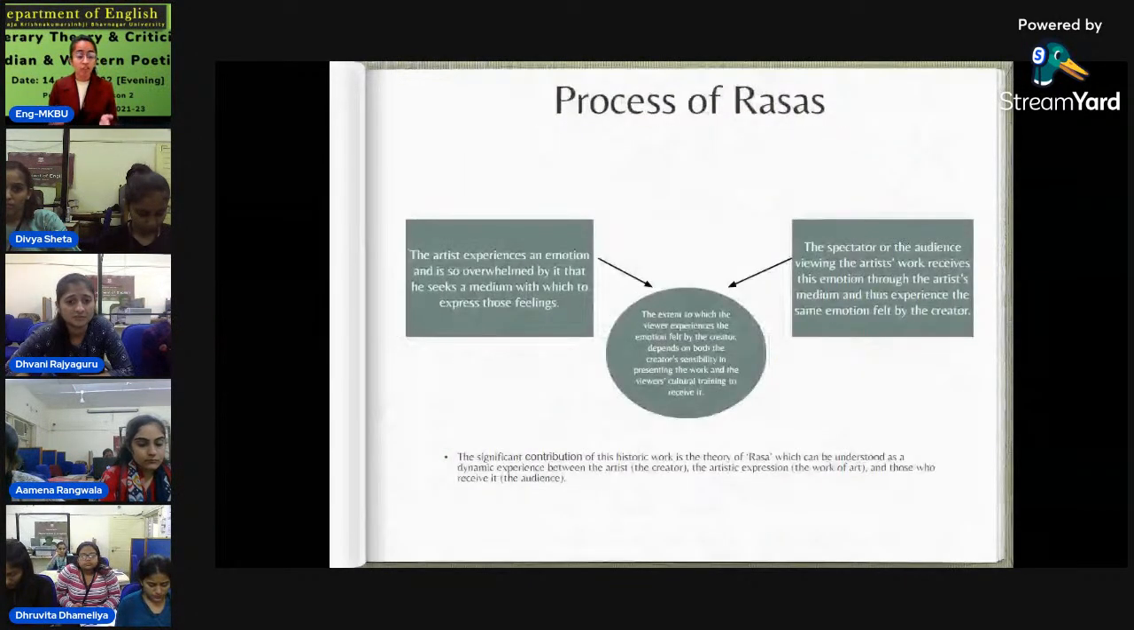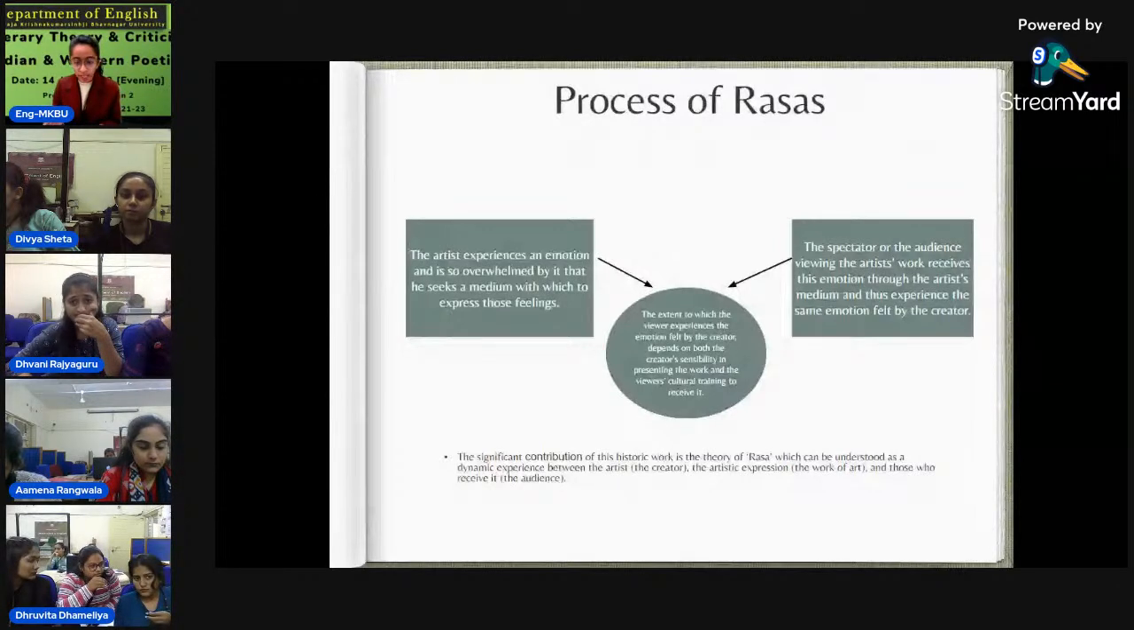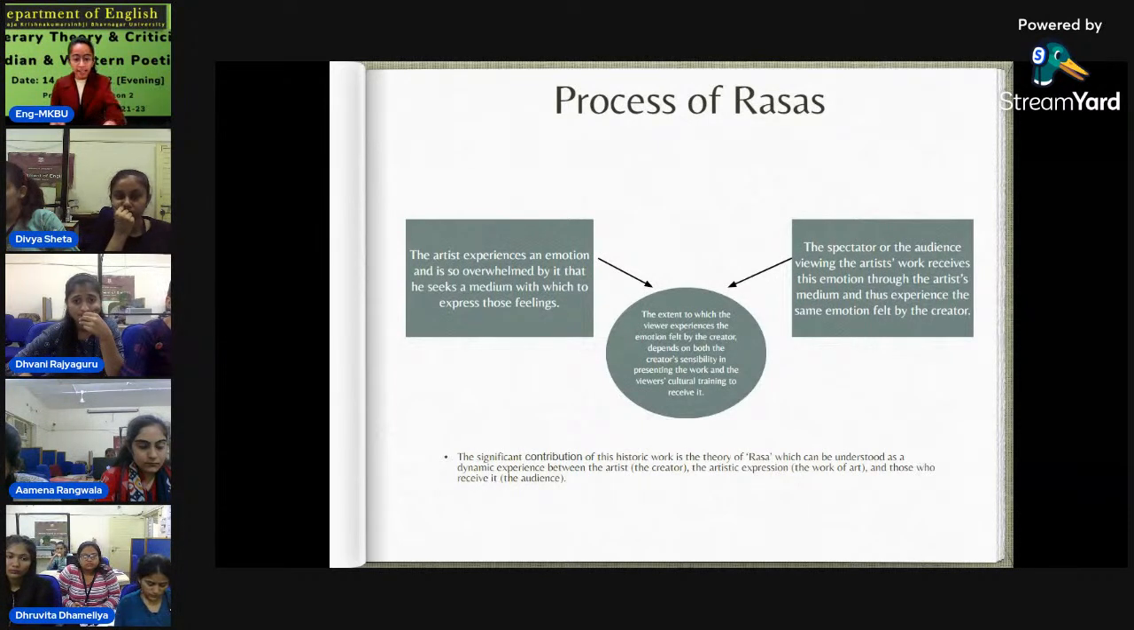Now the process of rasa: how does this rasa process come from the artist to the audience, or to the person who is watching or listening to something? The significant contribution of this historical work is the theory of rasa, which can be understood as the dynamic experience between the artist, meaning the creator, the artistic expression, and those who receive it. So all three dynamics are very important.